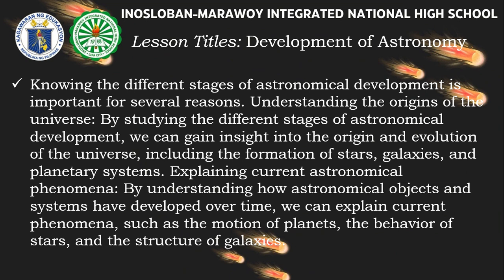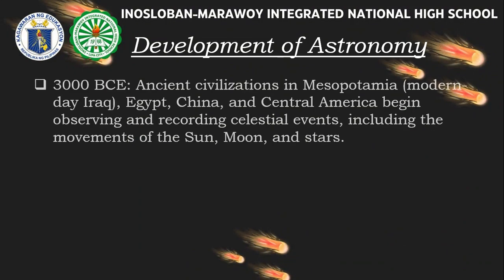Punta naman tayo dun sa development ng astronomy. Paano ito nagsimula at ano na ba yung pinaka-structure or pinaka-framework ng astronomy today. Okay, so it starts in 3000 BCE, in ancient civilization in Mesopotamia or also known as the modern-day Iraq. Okay, ang tawag na ngayon sa Mesopotamia is Iraq. Okay, aside from Iraq, the Egypt, China, and Central America begin observing and recording celestial events, including the movements of the sun, moon, and the stars.